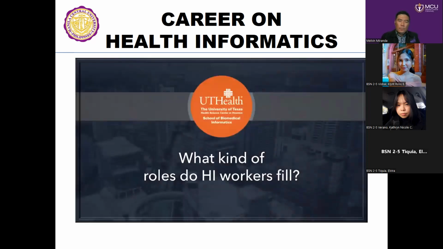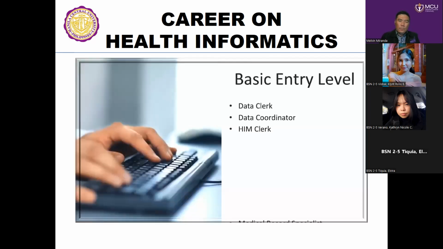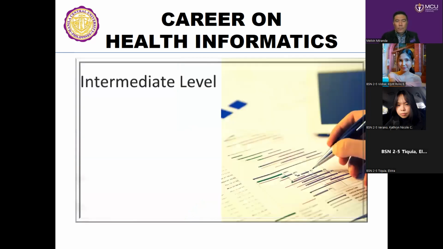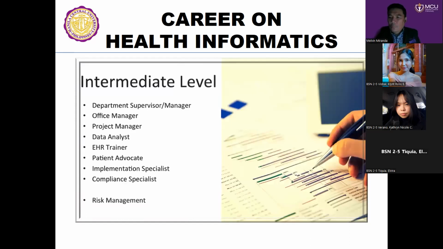What kinds of roles do health informatics workers fill? Again, many different ones. For example, at the entry level, one can choose to become an HIM clerk or medical records specialist, in which one primarily works with the patient records. Typically, the education level necessary for an entry-level role is a 2-year or associate's degree. Or they can choose an intermediate role, including supervisor or manager, data analyst, or implementation specialist.